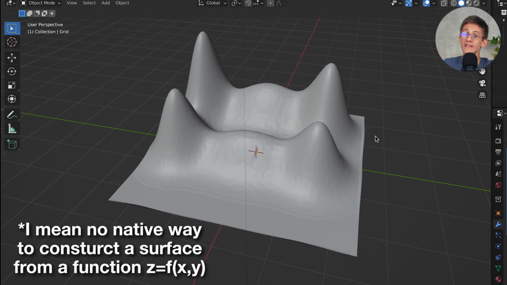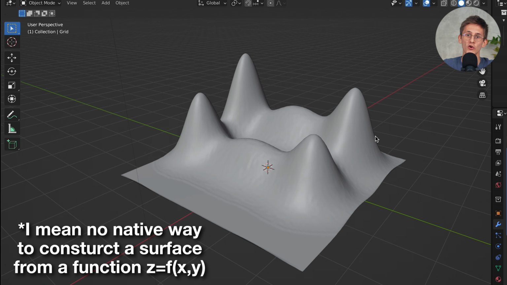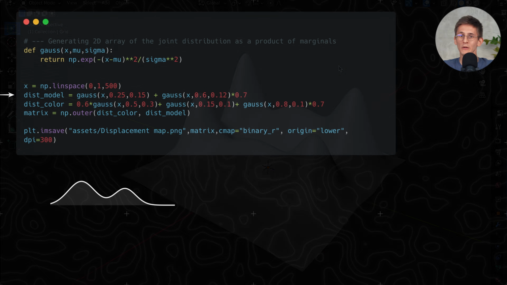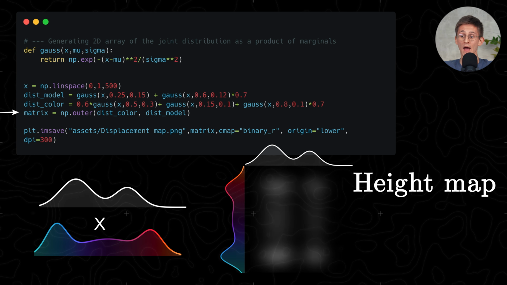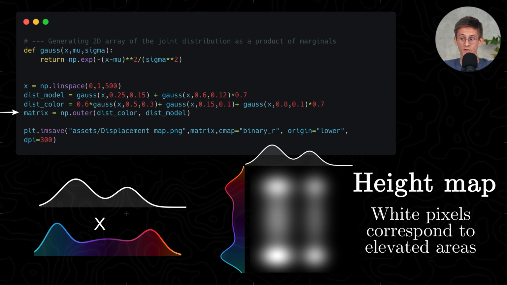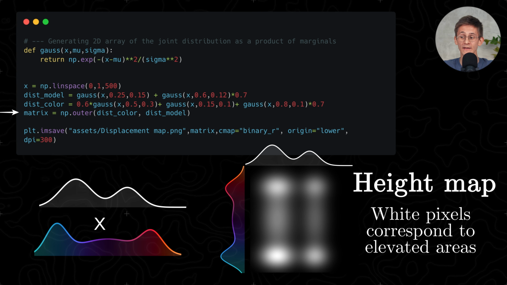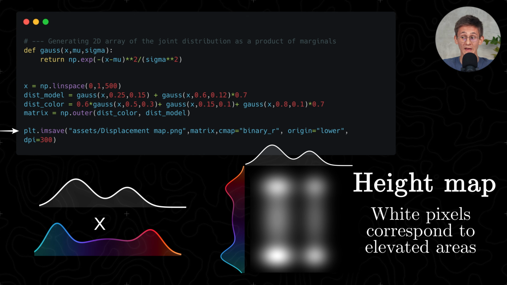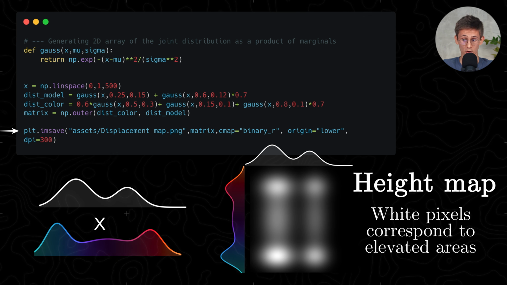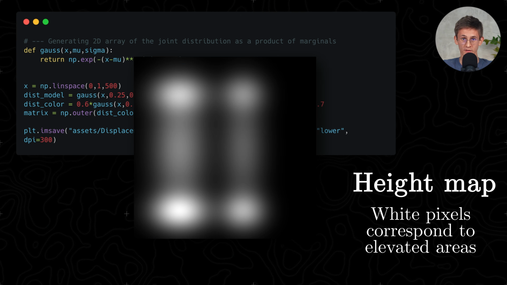Now, the first step is to construct the three-dimensional surface inside Blender. Unfortunately, there is no native way to just tell Blender to plot a surface, so we will have to use a workaround. We will first use Python to generate a black and white image called the height map, which means that white pixels correspond to more elevated areas. This can be done with Matplotlib by calling the .imsave function with a binary color map. Here's what the resulting image looks like.